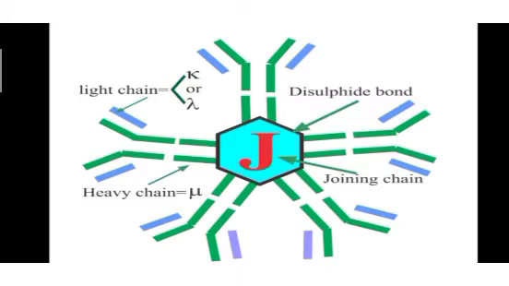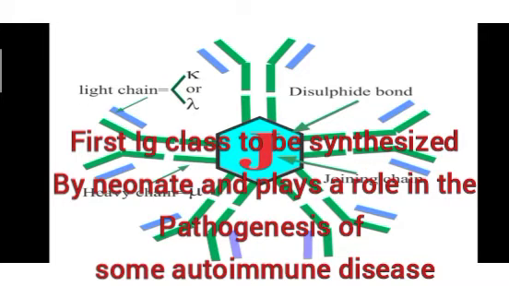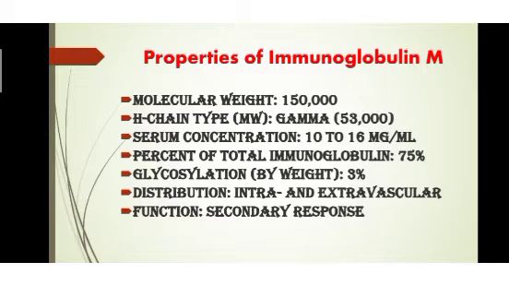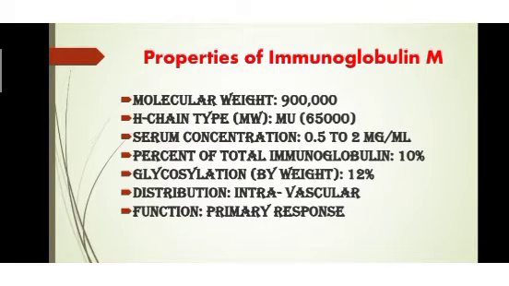IgM can recognize epitopes on invading microorganisms, leading to cell agglutination, and this antibody-antigen immunocomplex is then destroyed by complement fixation or receptor-mediated endocytosis by macrophages. And IgM is the first immunoglobulin class to be synthesized by a neonate and plays a role in the pathogenesis of some autoimmune diseases.